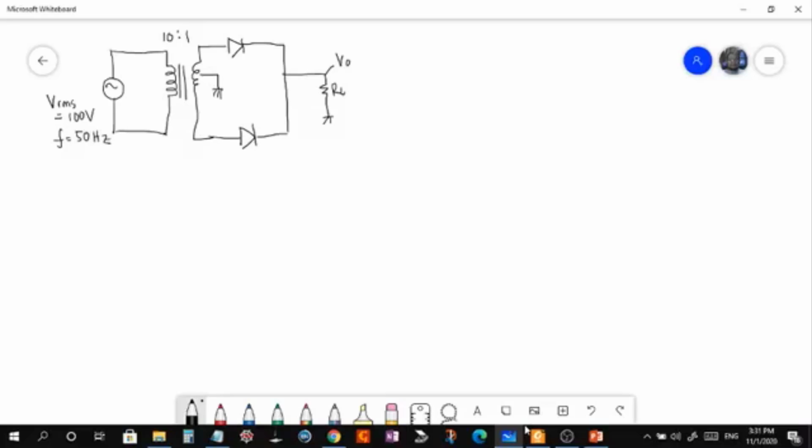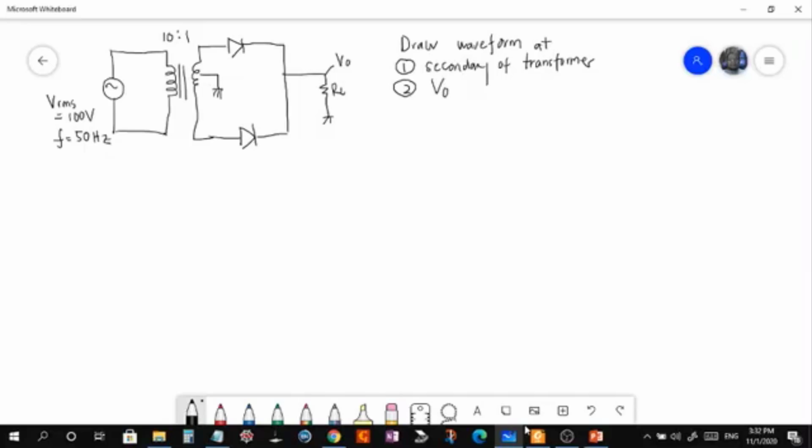Okay, so the question is: first, draw the waveform at the secondary of the transformer, and then second, draw the waveform at the output.